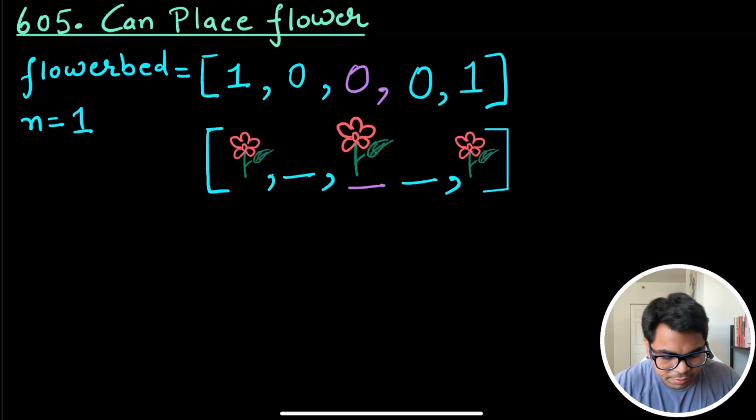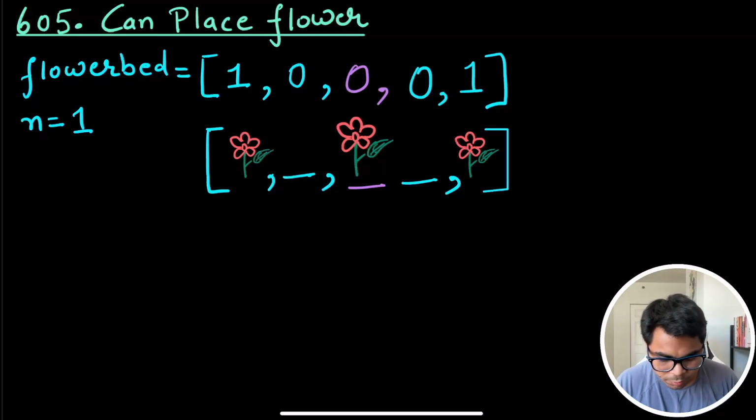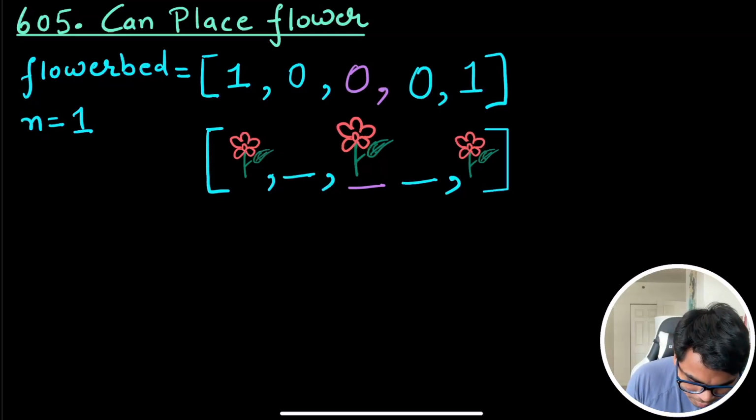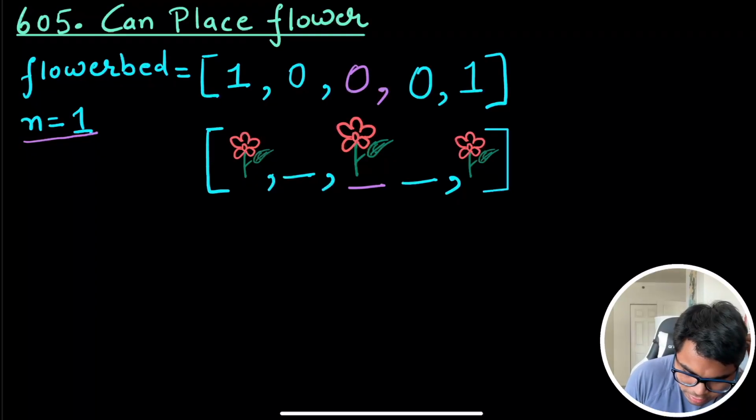The problem is really simple. We are going to iterate over our flower bed and check if there is a 0 so that I can place my flower, and I will do it for n number of flowers. There are two ways of doing it. One brute force way could be, I will run a for loop n number of times, and each time I come across a 0 that is adjacent to two other zeros.